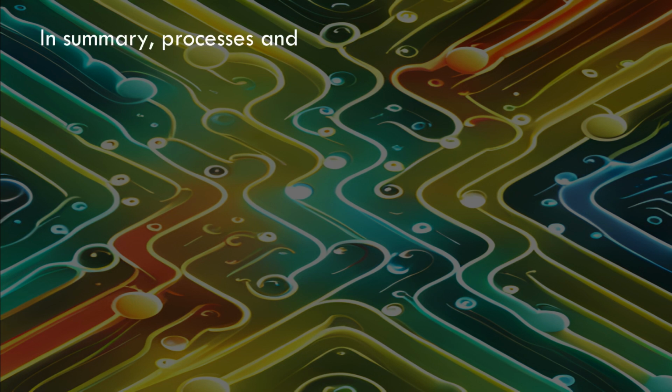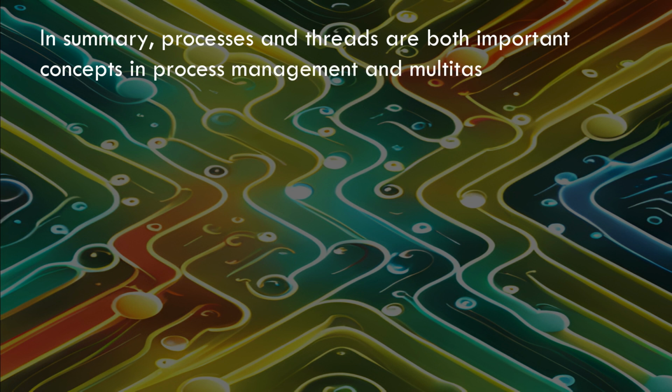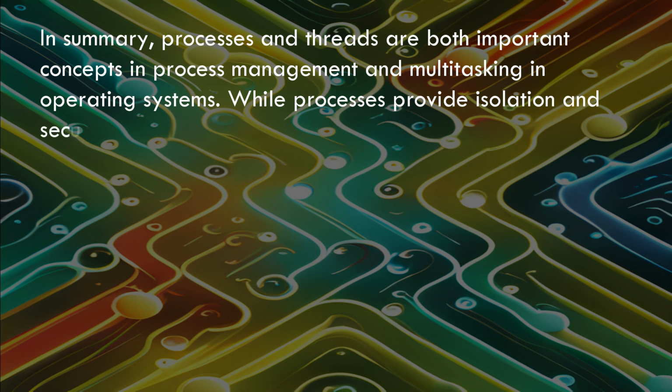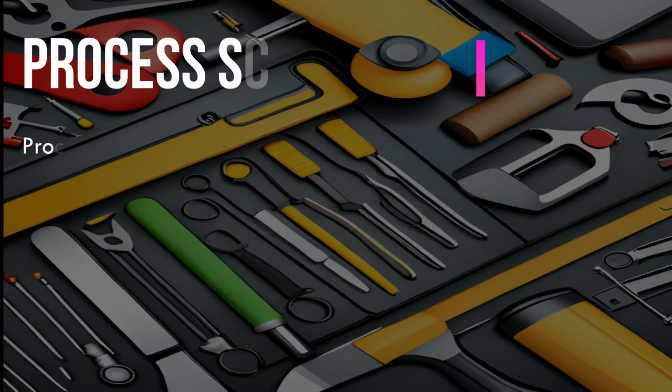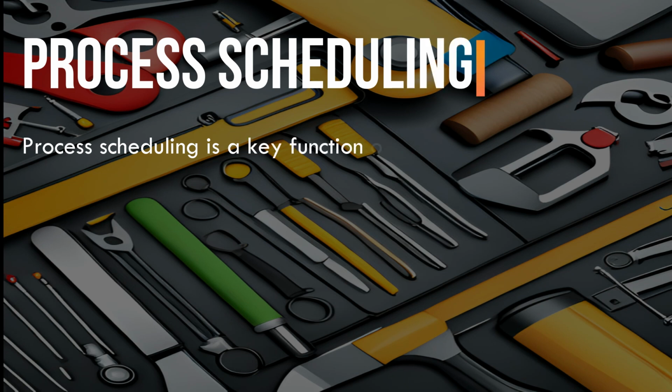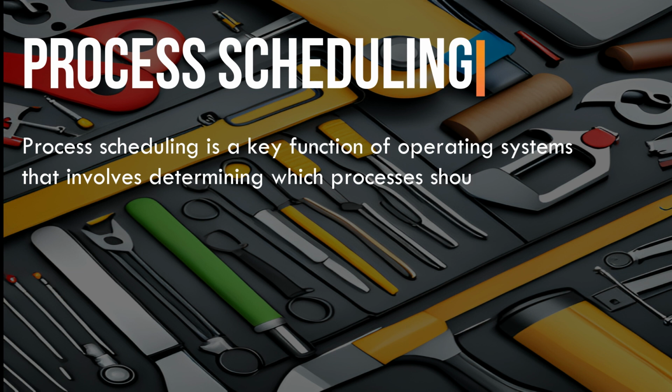In summary, processes and threads are both important concepts in process management and multitasking in operating systems. While processes provide isolation and security, threads allow for more efficient and concurrent execution of code within a process. Process scheduling. Process scheduling is a key function of operating systems that involves determining which processes should be executed on the CPU and in what order.